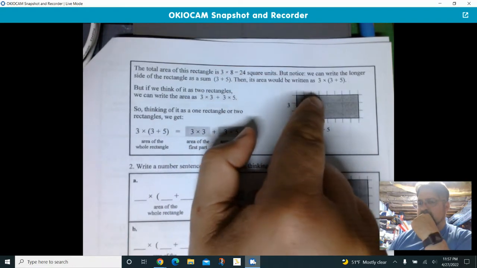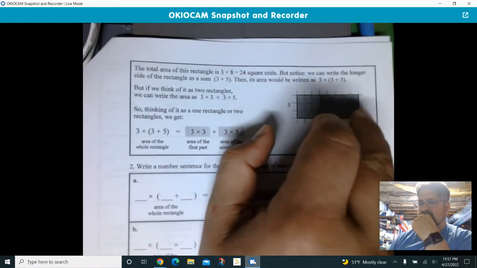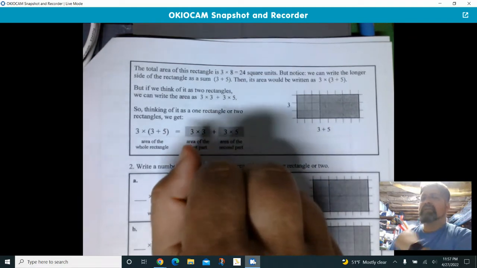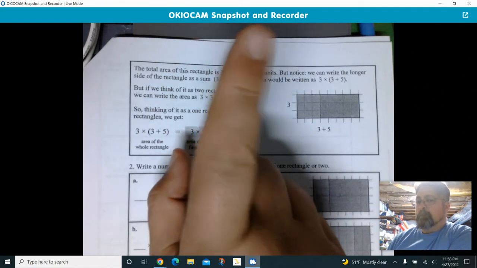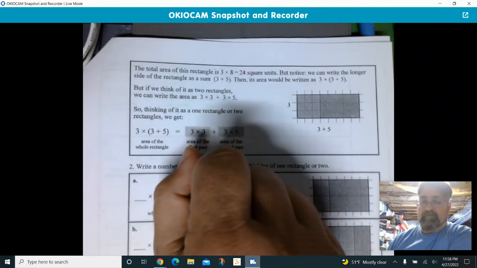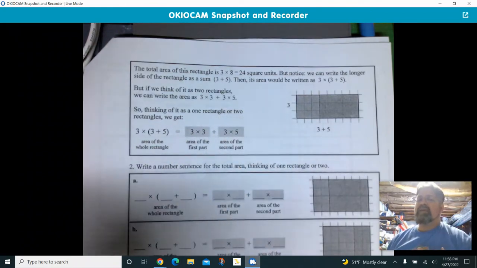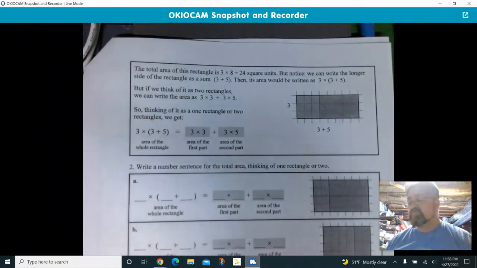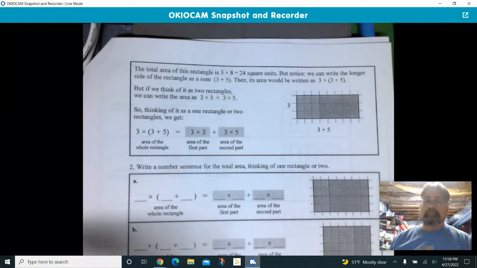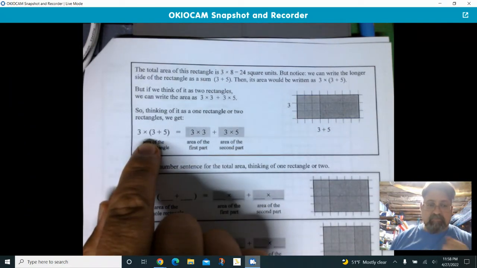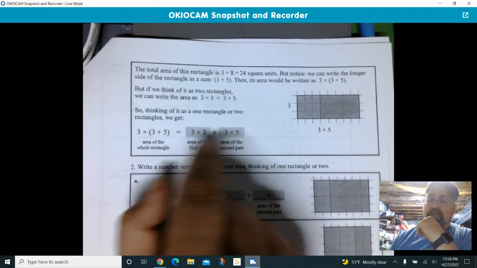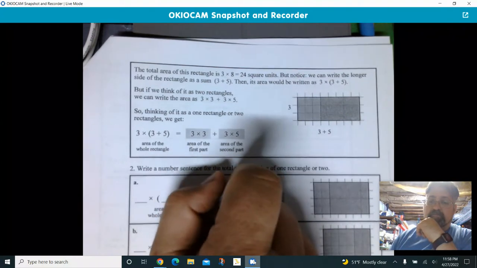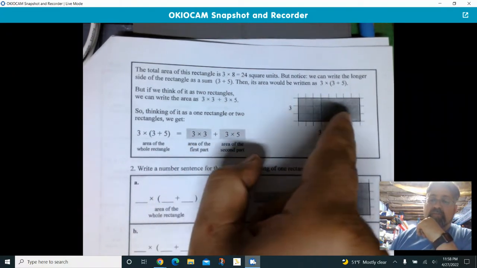If we think of it as two rectangles, you see where they've divided right there in the middle. You got this one on this side and this one over here on that side. We can write the area as 3 times 3 plus 3 times 5. So thinking of it as one rectangle or two rectangles, we get 3 times (3 plus 5). That's the area of the whole rectangle. That equals 3 times 3, the area of this first part, plus 3 times 5, the area of the second part.